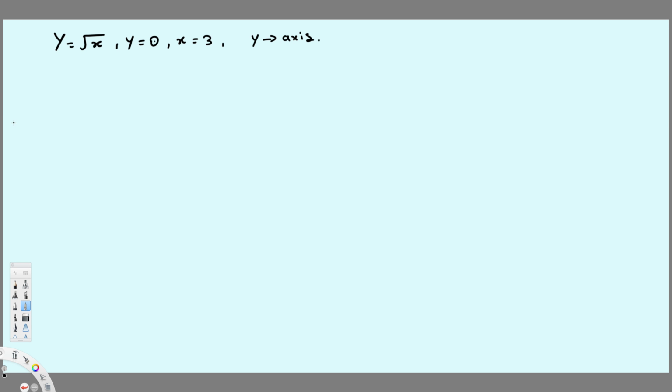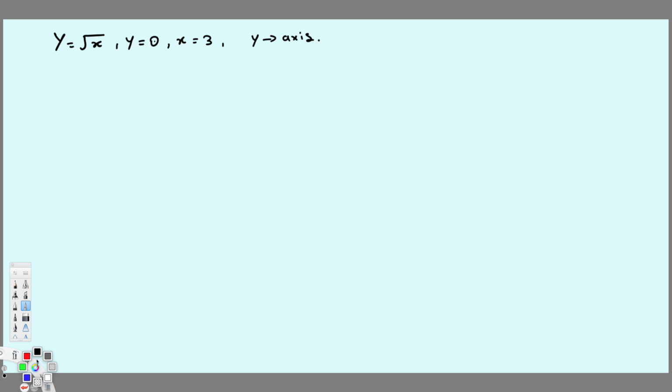Going on, guys, let's do this problem right here. The question is asking to find the volume of the region that's bounded by y equals root x, y equals 0, and x equals 3, and they have mentioned this is rotating around the y-axis. So let's see how we can find the volume.